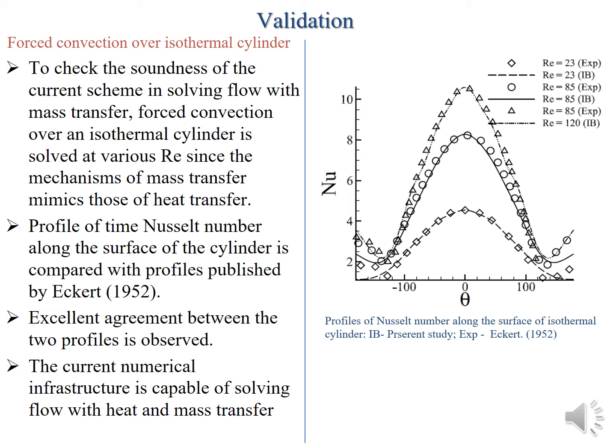And we follow the study of Eckert in 1952, who did the forced convection over a cylinder at various Reynolds numbers, and he published the Nusselt number along the surface of the cylinder. And we can see that the profile of Nusselt number predicted by this method is in very good agreement with the experimental results. So we can say that this method is capable of solving flow with heat and mass transfer.